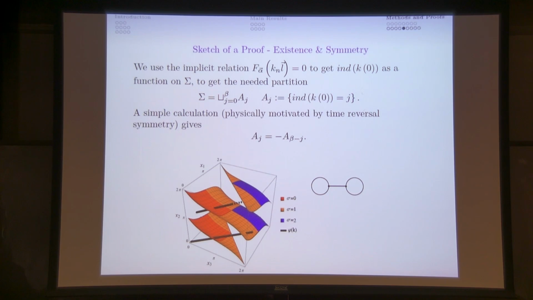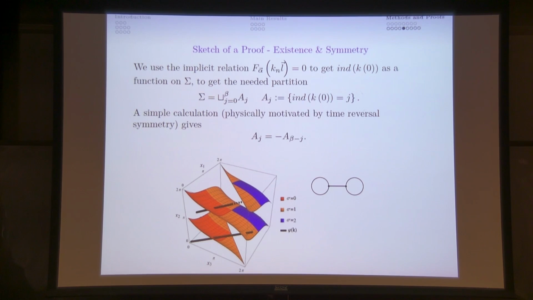And the latter theorem exactly gives us what we need. And now we just want to explain why aj is a beta minus j. And you can do it using some calculations, or you can think about it heuristically. If I'm doing time reversal symmetry, I'm actually inverting the Hessian. So it's just taking the Hessian and putting a minus in front of it. And then instead of counting the negative eigenvalues, I'm counting the positive eigenvalues. So that's going from j eigenvalues to beta minus j negative eigenvalues. So this finished the proof of existence and symmetry.